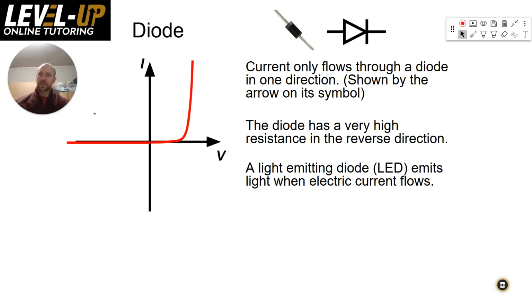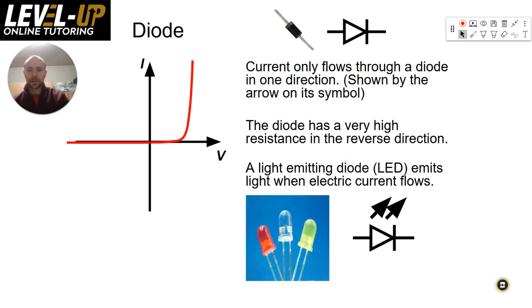Light emitting diodes, which is the form that you often see and are really often used now in light bulbs and things, they are just diodes, but they give out light, and they look like those things. You might have seen those in school. And the symbol is slightly different. You have these arrows here indicating that light is given off.